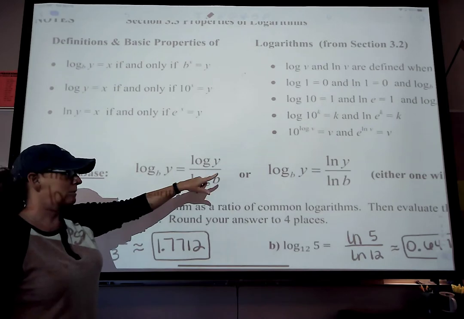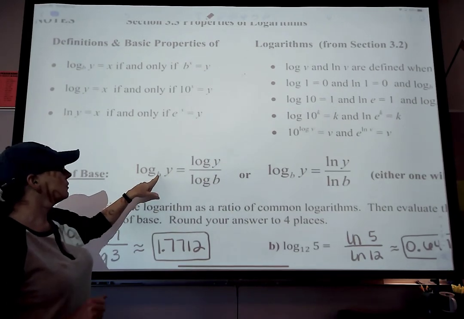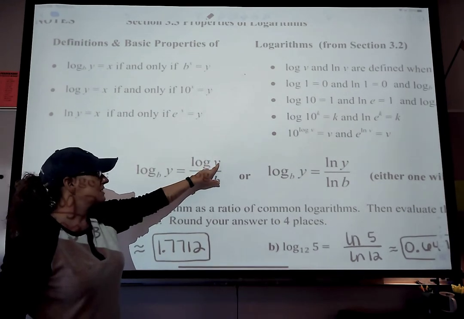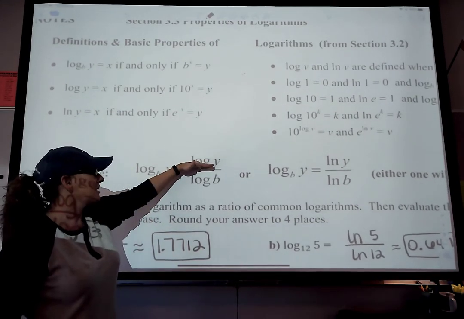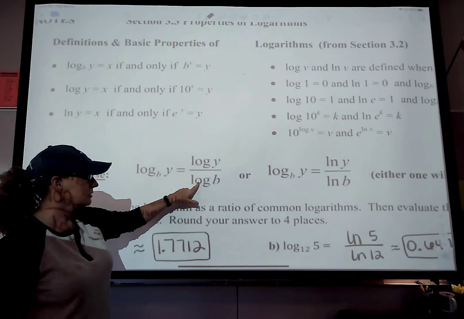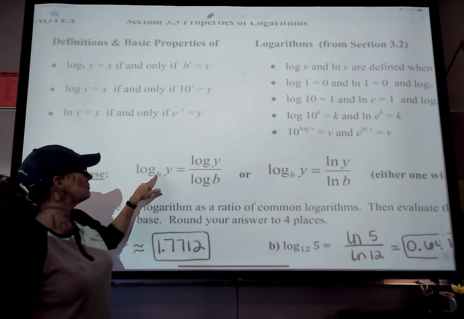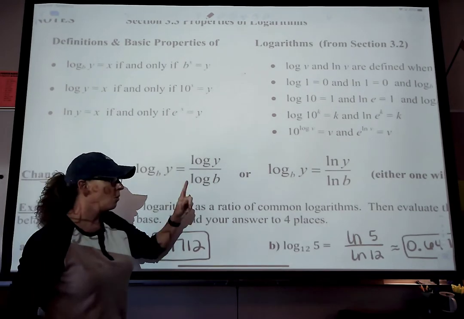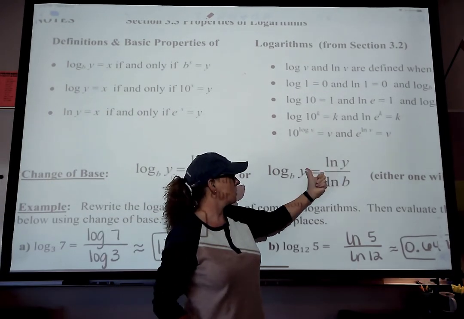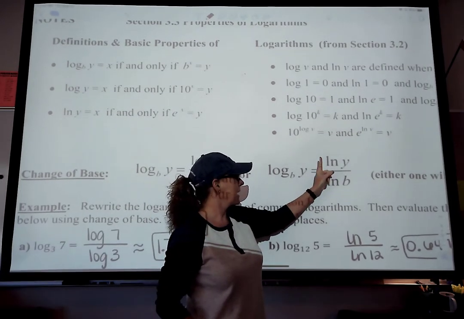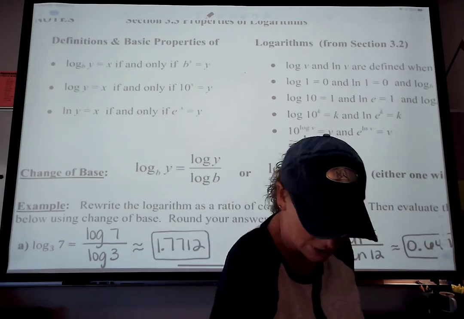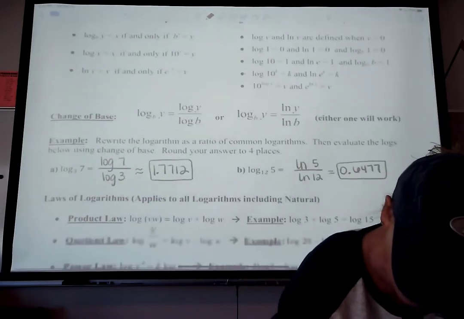Either way you go, log base 10 or natural log, you're going to take the log base 10 of this number divided by log base 10, same, of this number. Or you can do natural log of this number divided by natural log of this number. Either one will work. I'll show you how to do them both.